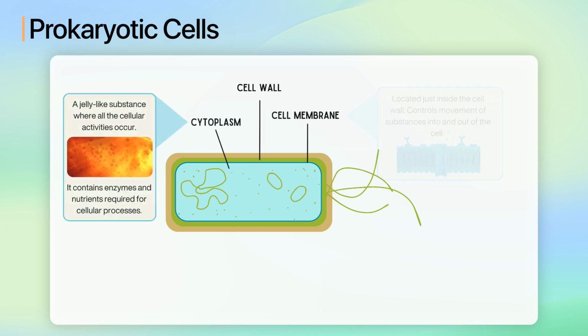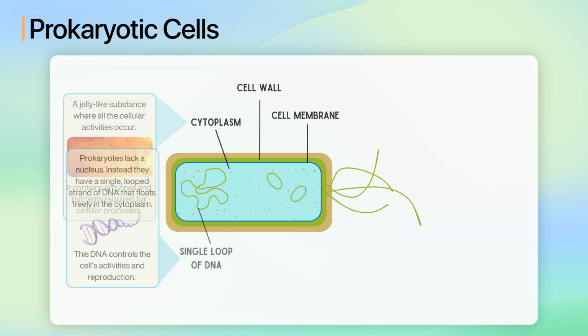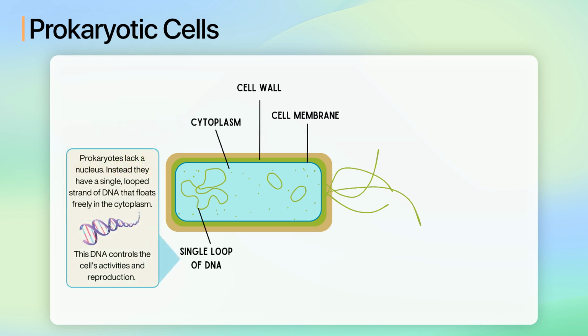Third, the cytoplasm, which is a jelly-like substance where all the cellular activities occur. It contains enzymes and nutrients required for cellular processes. Fourth, the DNA. Prokaryotes lack a nucleus. Instead, they have a single looped strand of DNA that floats freely in the cytoplasm. This DNA controls the cell's activities and reproduction.